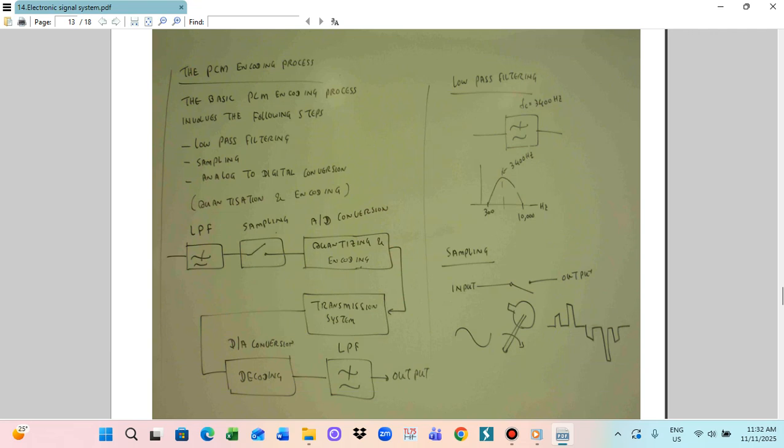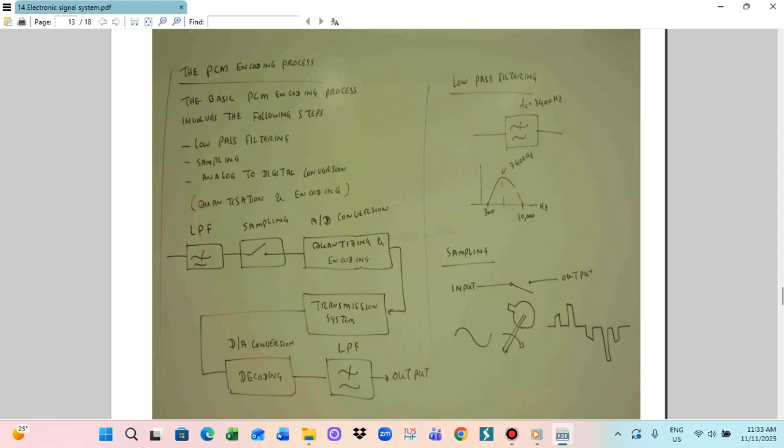The AD conversion involves quantizing and encoding. After this we send it to the transmission system. So this signal is sent to the transmission system, and then we can change it back with the digital to analog conversion. This is also what we call decoding. And then after this we can utilize the analog data through a low pass filter. So the output.